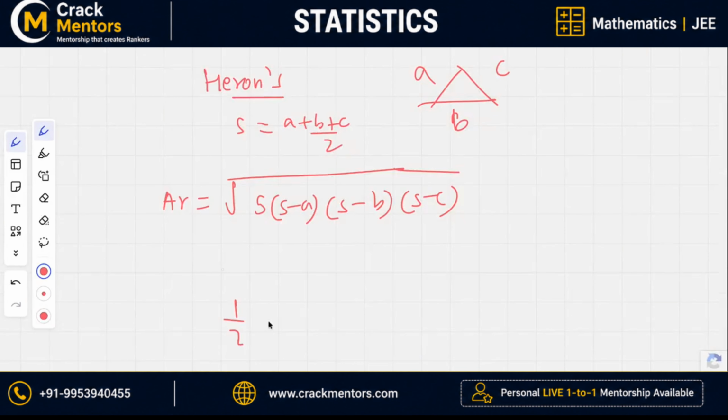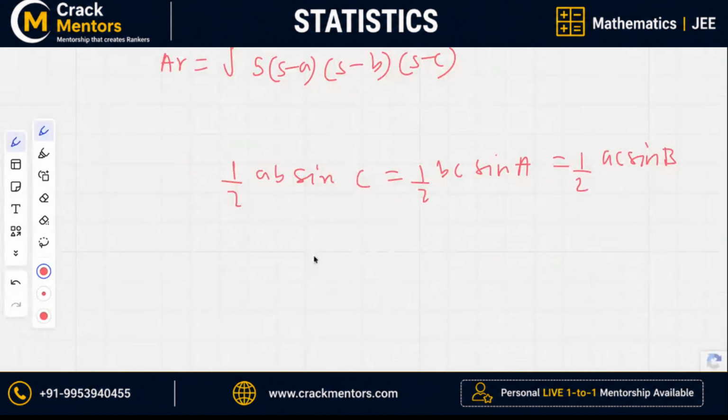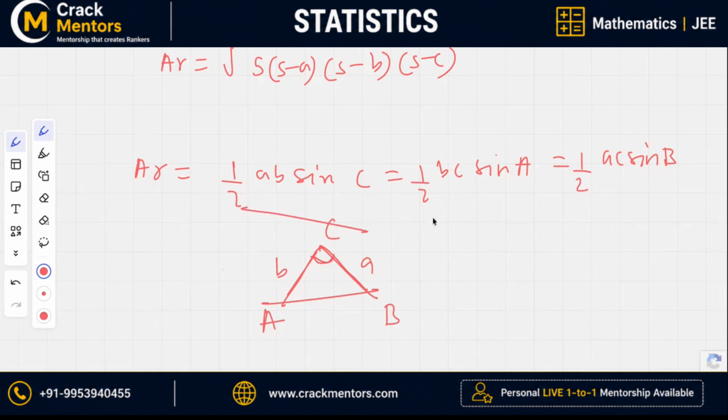Another way to write the area is half AB sine C, half BC sine A, half AC sine B. For this sort of triangle, let's say A, B, C. So this is A, this is B. Can you see, we can write the area also as half into the product of two adjacent sides multiplied with the sine of the angle included between them, right? And this is the same for any combination.